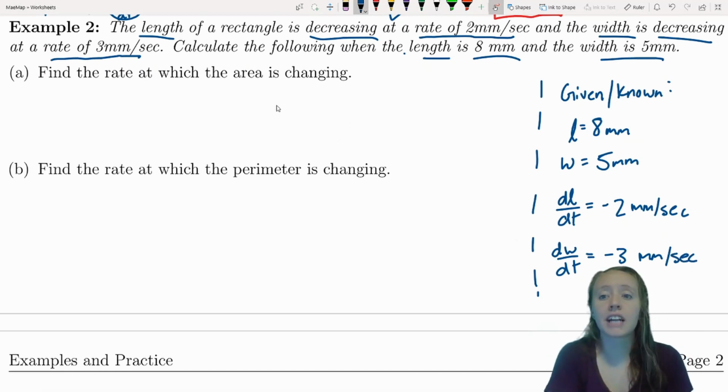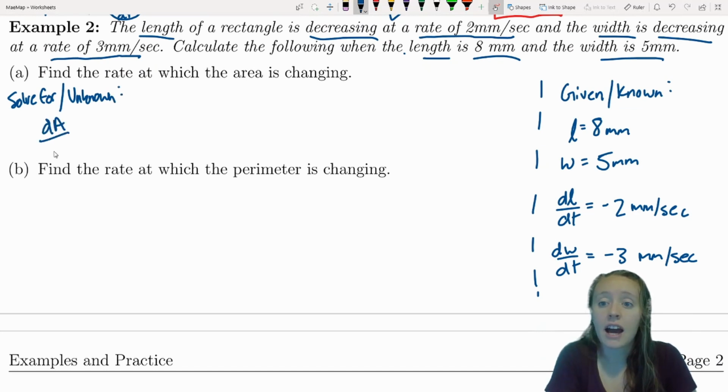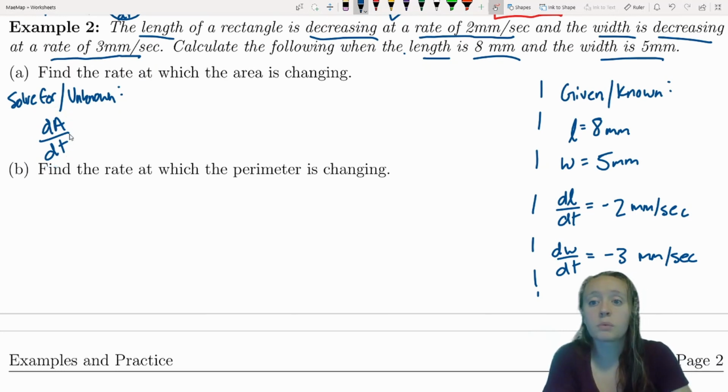So now let's dive into part A. What am I trying to find? I'm trying to find, or solve for, the rate at which the area is changing. So in part A, what I want to know, what I'm trying to solve for, slash my unknown, that is going to be dA, the rate at which the area is changing, dA/dt. That is what I'm trying to solve for, my dA/dt.